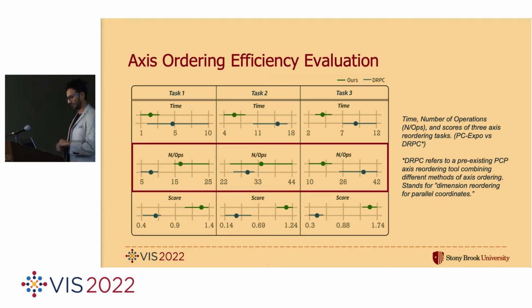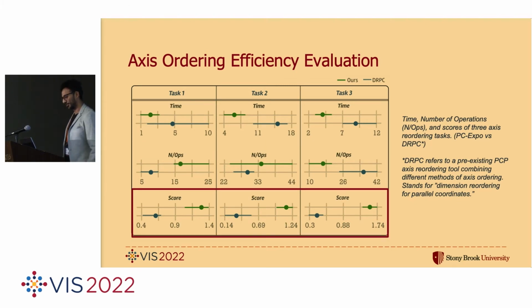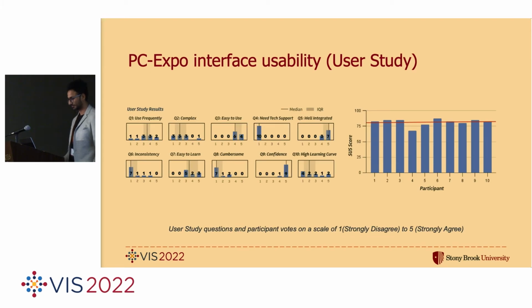However, in number of operations, the first 2 tasks had a higher number of operations compared to the baseline tool because of the local view. People just interact more with the local view to make sure everything's right. And on the final score, PC Expo has a higher final score compared to the baseline simply because you get what you want, and using local view you can basically understand what the final visualization is trying to communicate on each of these axis pairs.